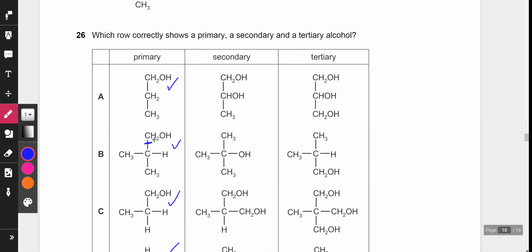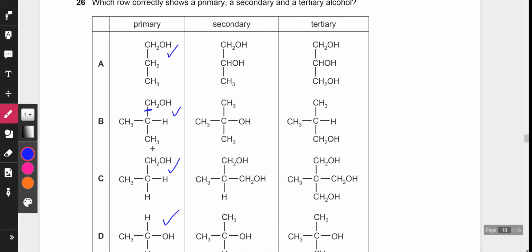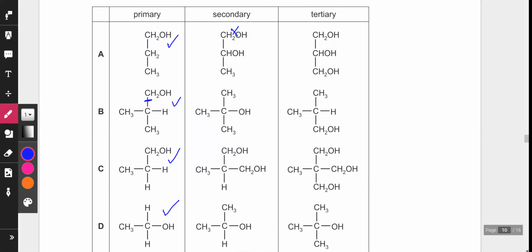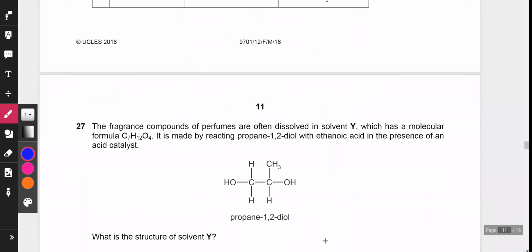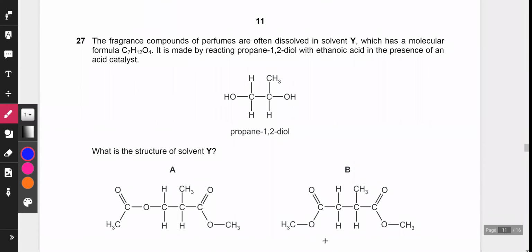What about a secondary alcohol? This is incorrect because this one is primary. This one is tertiary. Both of them are primary. This is secondary, that it's going to have two carbon chains. So you're only left with the third one, which is going to be this one, a tertiary alcohol. Then you have this molecule.